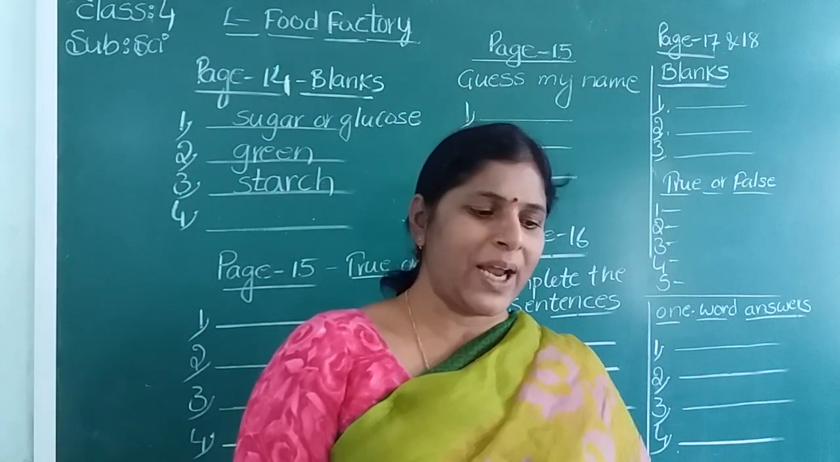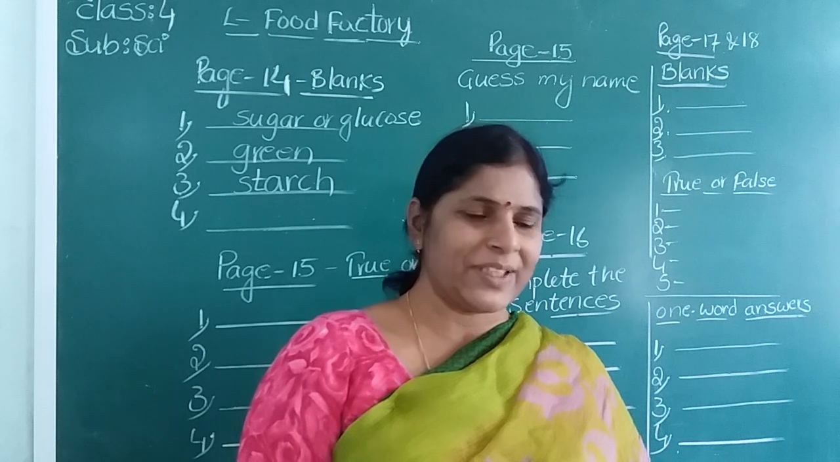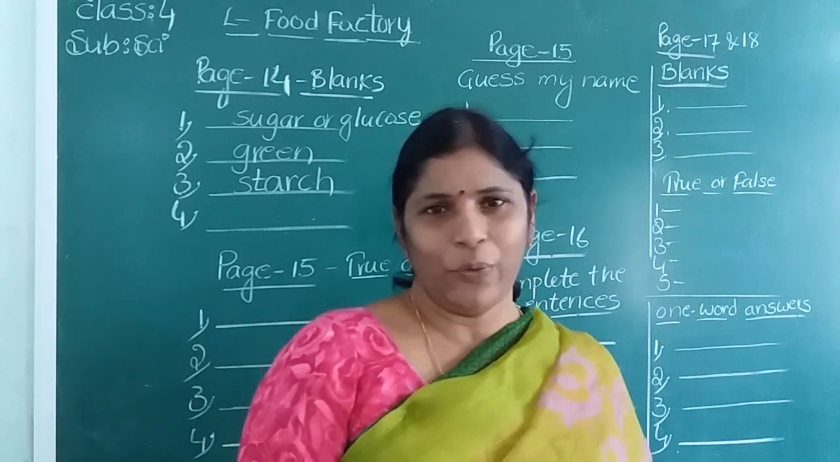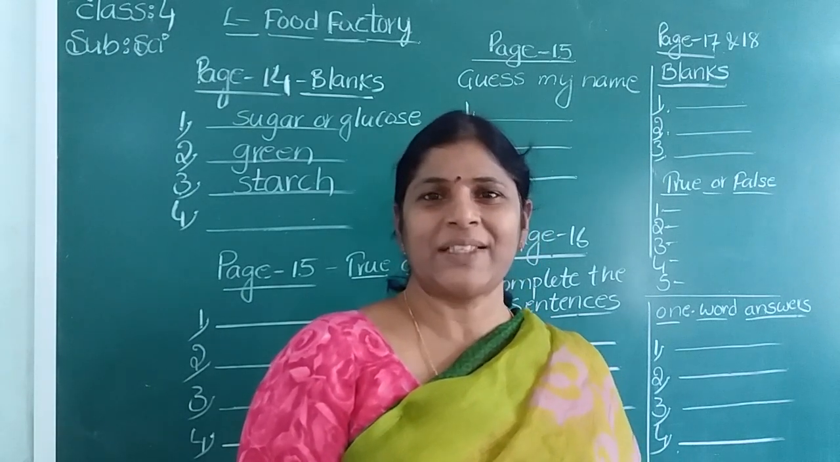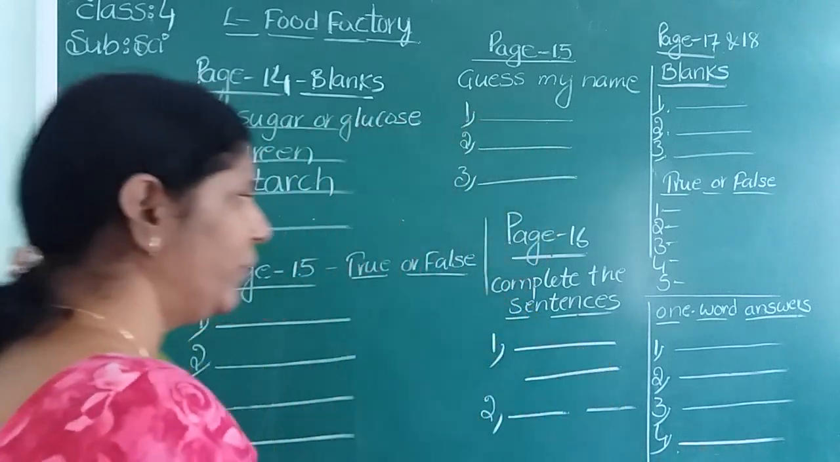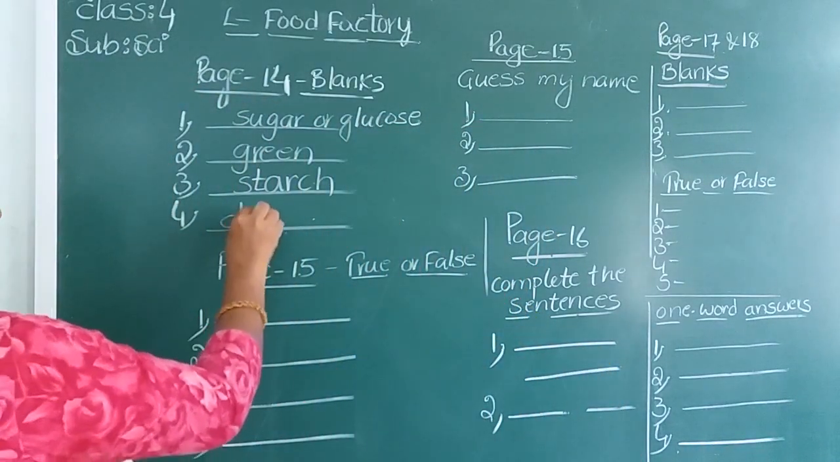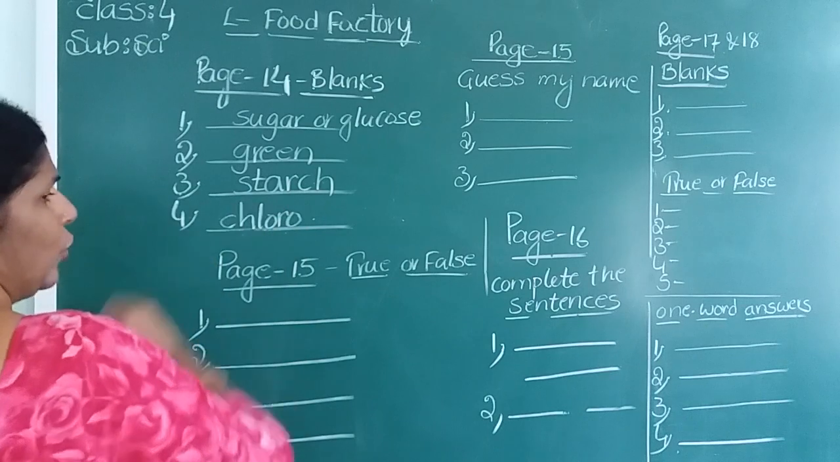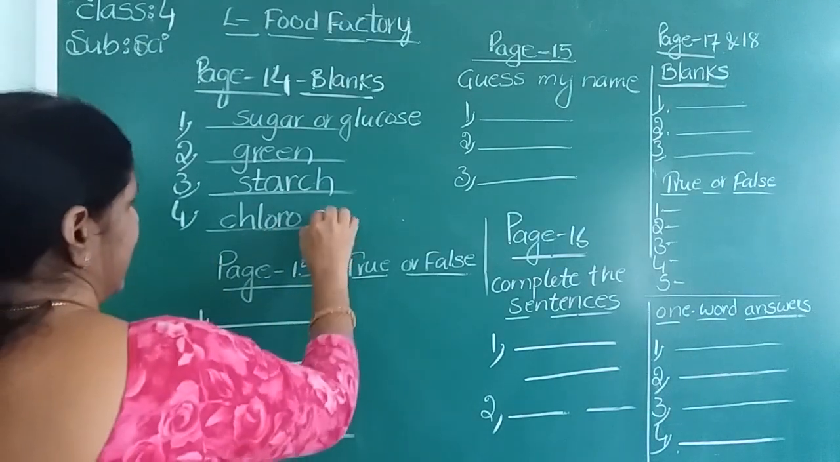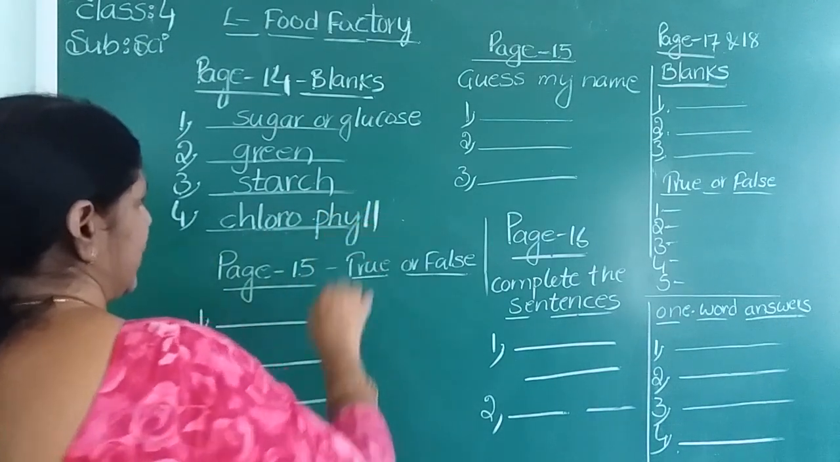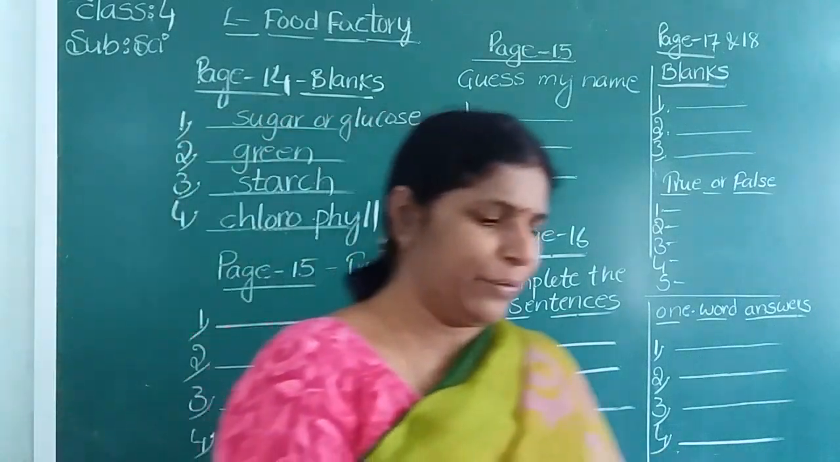Fourth question. Leaves of most plants are green due to the presence of a substance called, you know well, what is that green substance? Yes, you are right, chlorophyll. Chloro means green, phyll means leaf. Chlorophyll gives green color to the leaf.